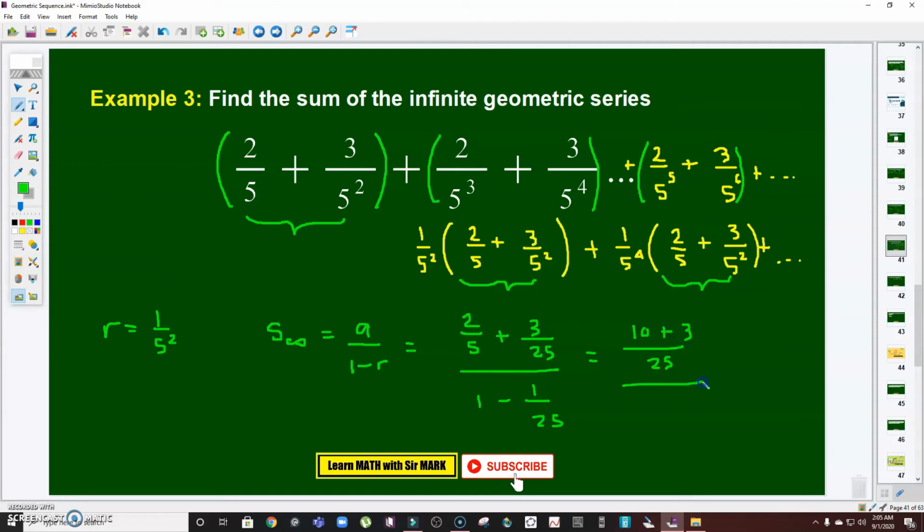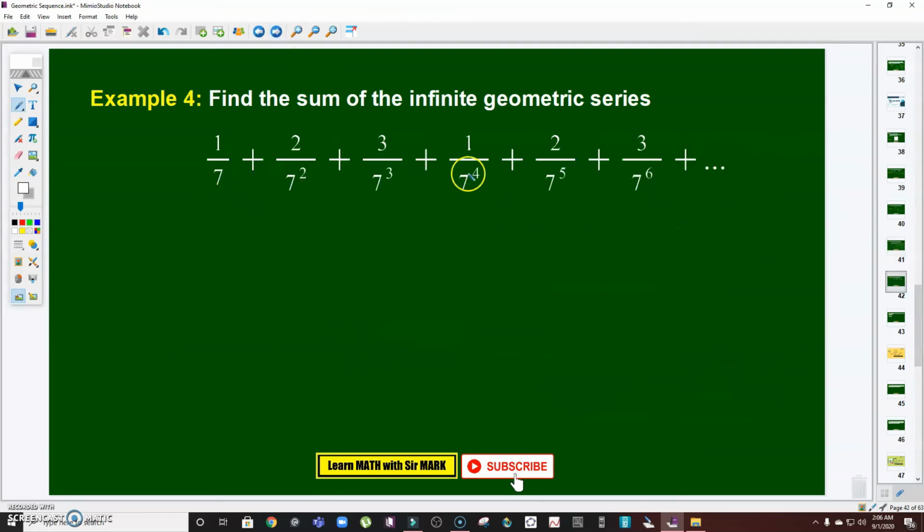Plus 3, all over 24 over 25. So, clearly, makakancel ko yung 1 over 25, right? So, therefore, the answer here is 13 over 24. See that? I hope nakuha niyo yung naging trick dito. Yung naging technique natin. How we are able to get the common ratio. Okay? Next. Similar problem to this one.